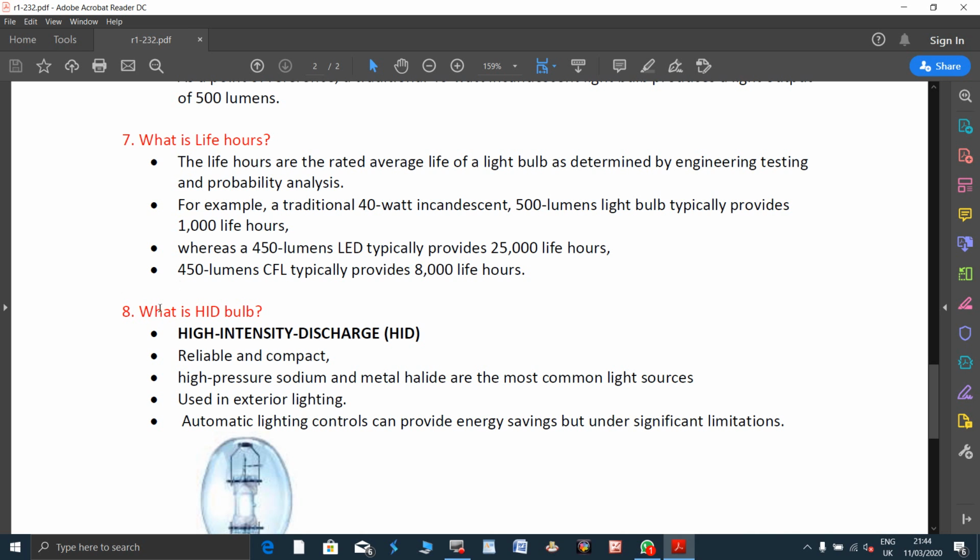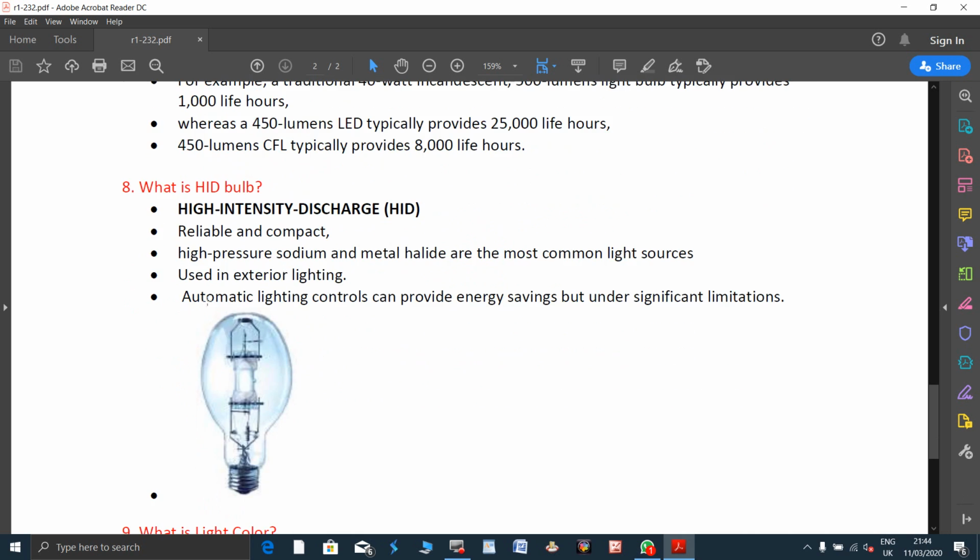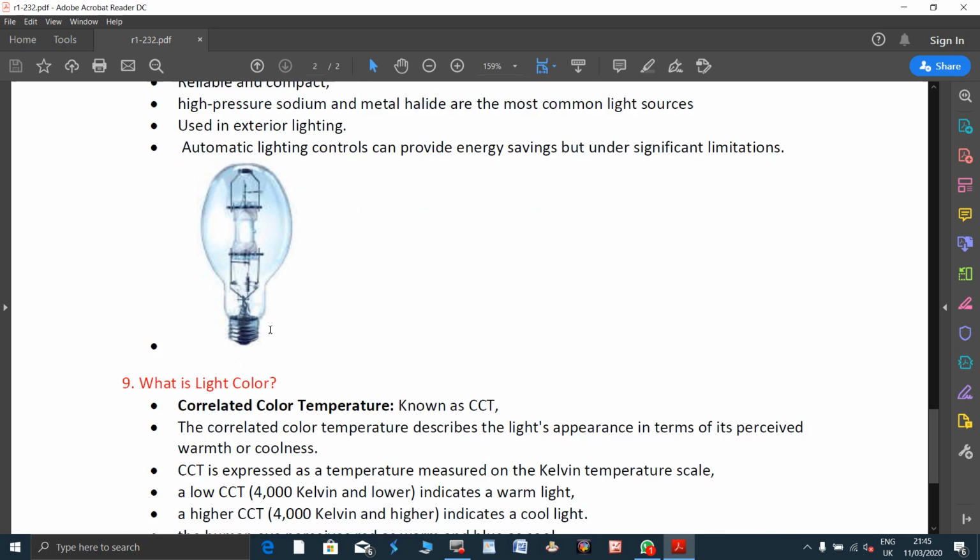What is HID bulb? HID bulb is a special type of light bulb which is high intensity discharge. Usually such lamps are used in places where you have a very small space and a very high brightness is needed. For example, in flashlights, where you need instant brightness for a short span. So these have high pressure sodium inside and metal halide used as a source for light. It is used for exterior lighting and also suitable for automatic lighting system.